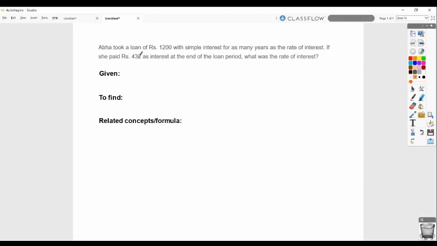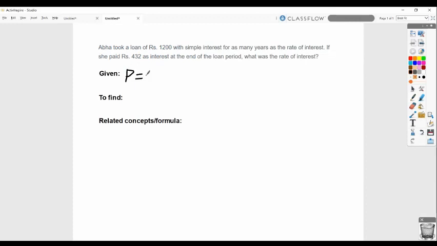So, here the question says Abha took a loan of 1,200. The best way to solve any problem is, as soon as you read a particular phrase or sentence, start writing what you understood from that. She took a loan of 1200. That means, what is that?